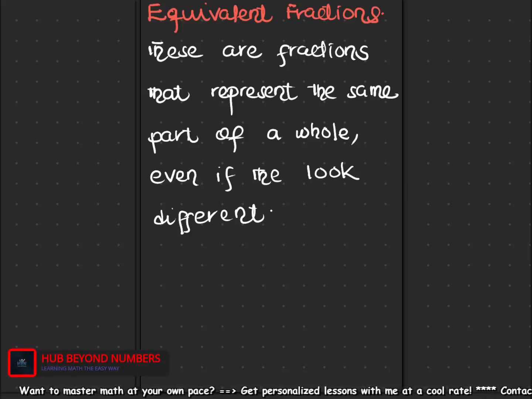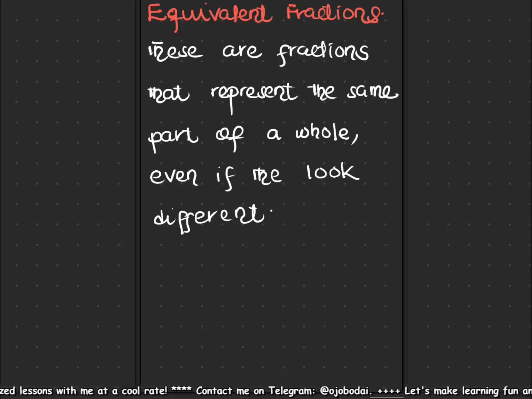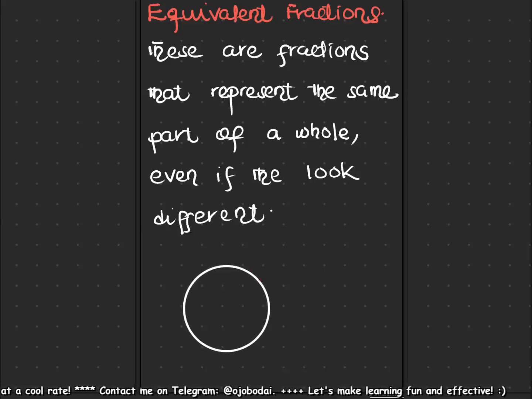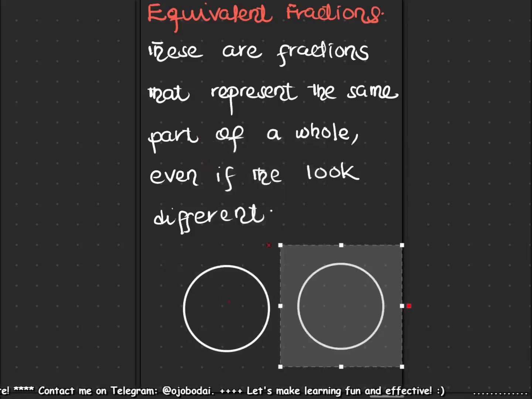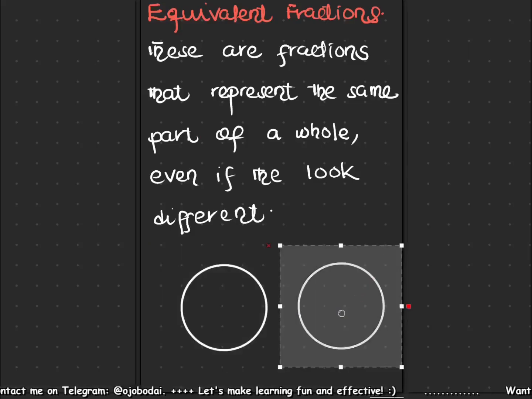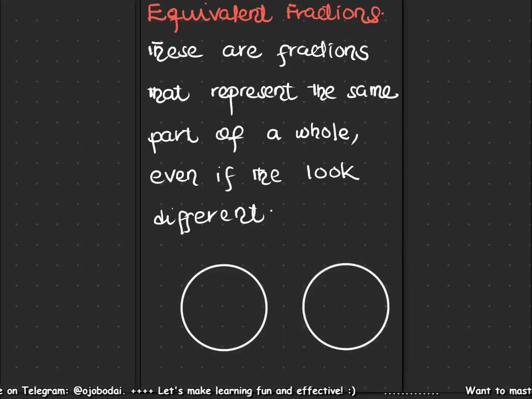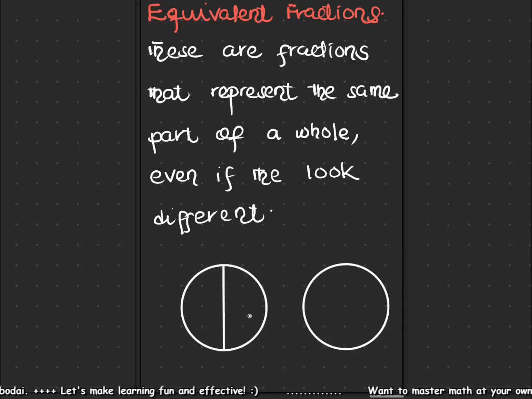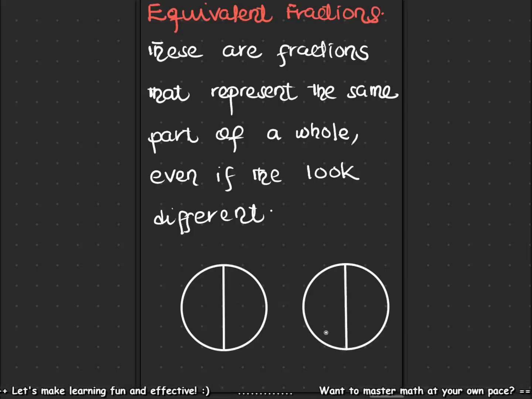With that in mind, let's look at some visualizations so we understand well what equivalent fractions are. So let's draw out two circles. I'm going to draw this first circle here, and I'll copy that same circle and paste it. Now on these two circles, we are going to illustrate what equivalent fractions are. On the first one, I'm just going to divide it into two equal parts. So as you can see here, we have it divided into what? Two equal parts. On the second one, I'm going to divide it into four equal parts.